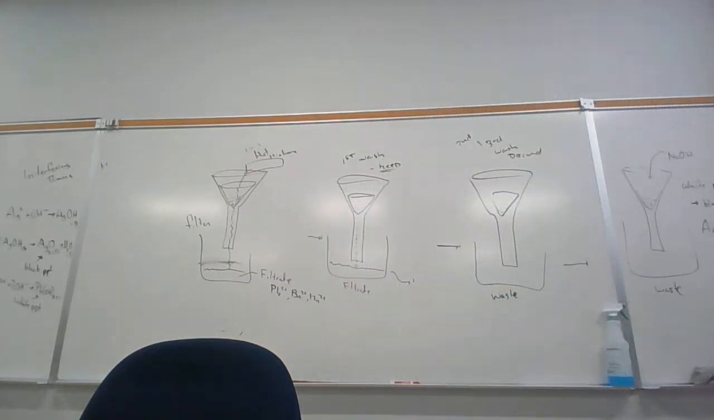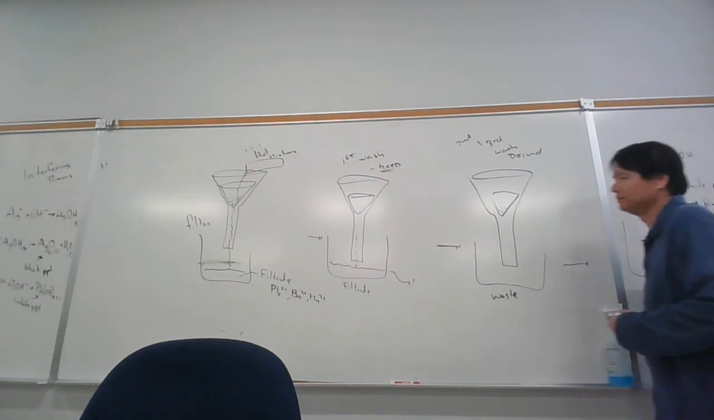Okay, once we get that black PPT, we're done. A black PPT means we just tested positive for silver ions in our original unknown sample.